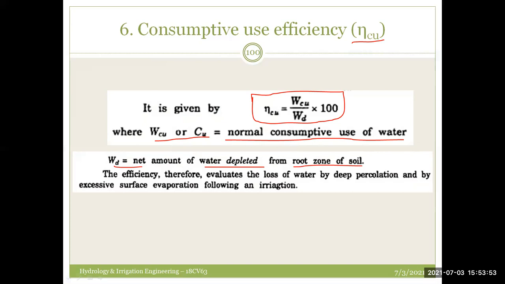And here, this consumptive use efficiency evaluates the loss of water by deep percolation and by excessive surface evaporation. Because here, WD is the net amount of water depleted from the root zone. From the root zone, how much amount of water has gone beyond the root zone through the deep percolation. So it will give you the information regarding the loss of water by deep percolation and surface evaporation.